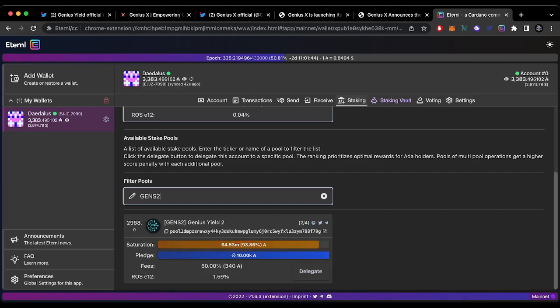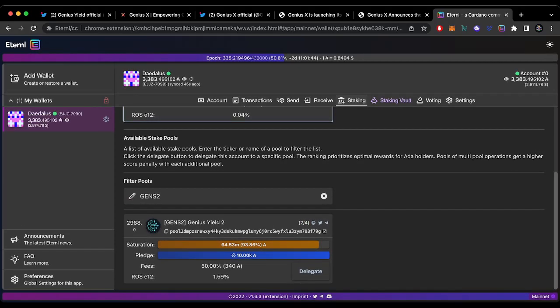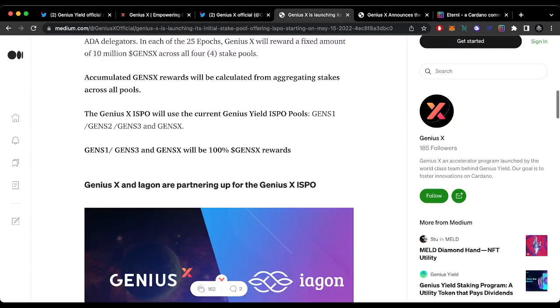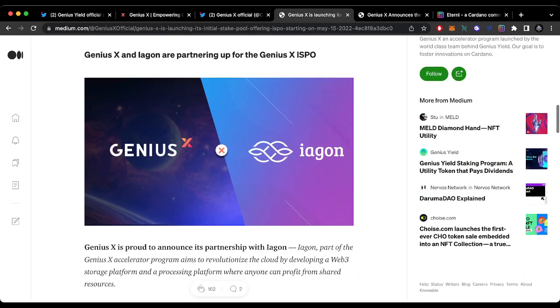But if you look at Gens 2, which is currently 50% ADA, 50% Gens or Genius Yield, this is not fully saturated yet. It nearly is, but there is still a decent amount here that you can move your delegation to. Personally, I'll be moving my delegation to Gens 2 because I want to get 50% Gens X and 50% Igon, which I'll talk a little bit more about in a second.